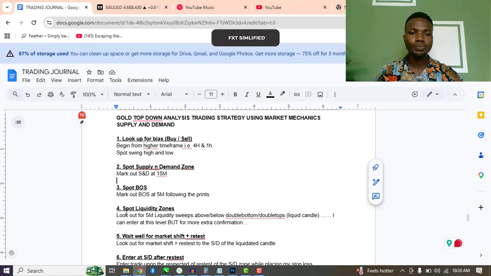After that, we want to spot liquidity zones. So I write it here: look out for a 5 minutes liquidity sweep above or below a double bottom or double top, something like that, a liquidity candle, and this is where I can enter at this level. But for more extra confirmation, I will actually wait for a market shift.